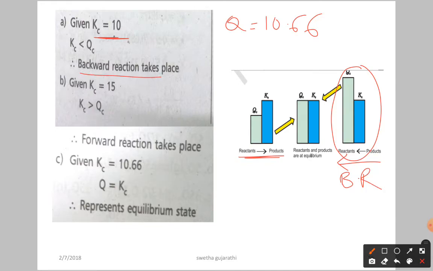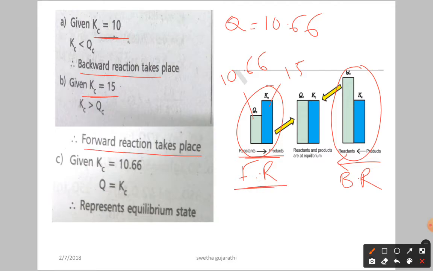Next, the second case: Kc is 15, this is the condition. Q we got is 10.66. So in this case the forward reaction is possible. The reactant is converted into product, so the forward reaction is taking place.